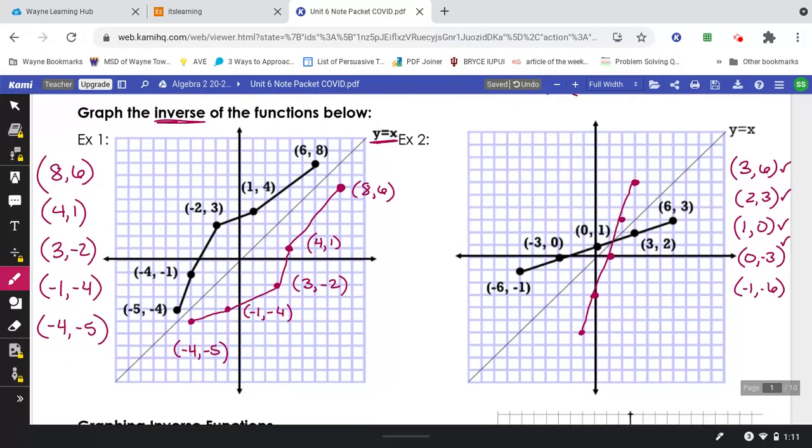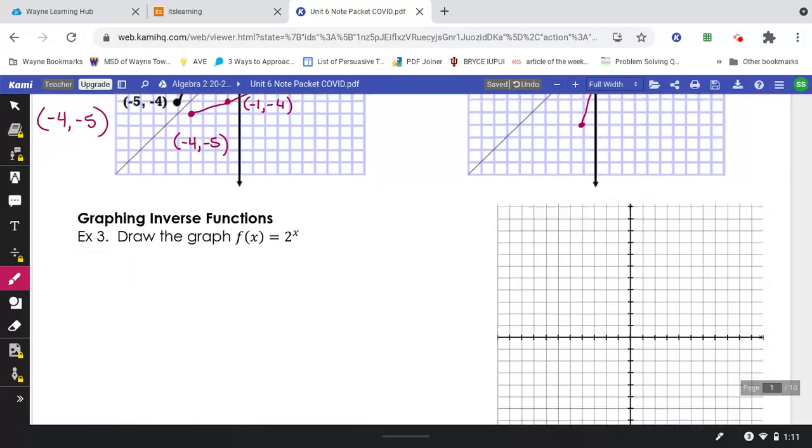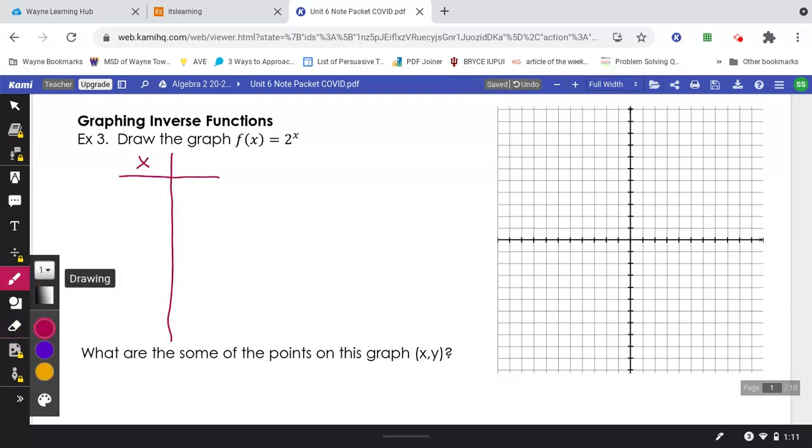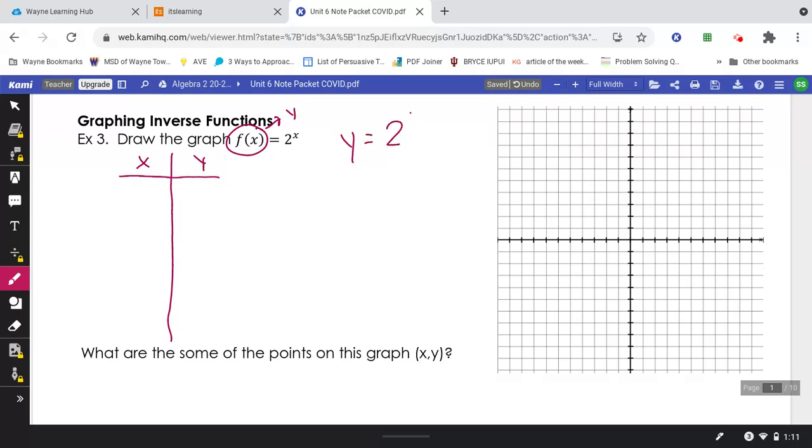All right, now what about a graph that isn't drawn for you? Let's look at example number 3. So we're going to need to draw the graph originally, and then we'll talk about the inverse. So in order to do this, we're going to need to make a little t-chart with our x and our y. And f of x is the same as the letter y. So you could almost think about this equation as y equals 2 to the x power.